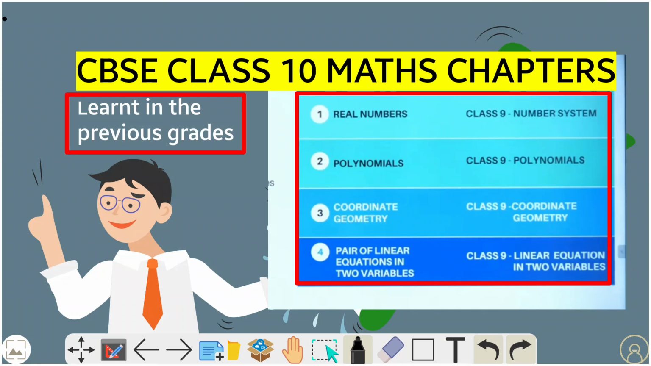So in this video we are going to see the CBSE class 10 math chapters learnt in the previous grade. Actually, this video contains a comparison of class 9 and class 10 math chapters. So how many chapters are related to 9th class? That is the class we are going to see.